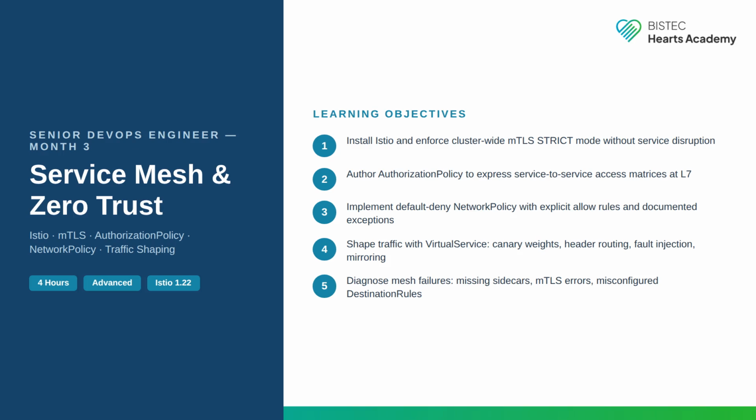Welcome to month 3 of the Senior DevOps Engineer track. Today, we're building on the Kubernetes and GitOps foundations from months 1 and 2, and adding an entirely new security layer, the service mesh and zero-trust networking. By the end of the session, you will have enforced mutual TLS across every pod-to-pod call, expressed your service access matrix as code, and built a default deny network posture that holds even when things go wrong.